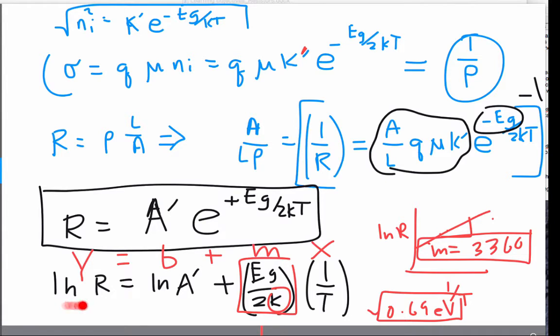I take the natural log of that, and I get the natural log of R is equal to natural log A prime plus this term, E gap over 2k times 1 over T. This is the equation of the line y equals mx plus b. If I plot that, I get the natural log of R versus 1 over T. Using Excel, simply using the 4 data points that I gave you, you'll get a slope of around 3,360 and back compute a band gap of roughly 0.7 electron volts from the data. I hope this helps.